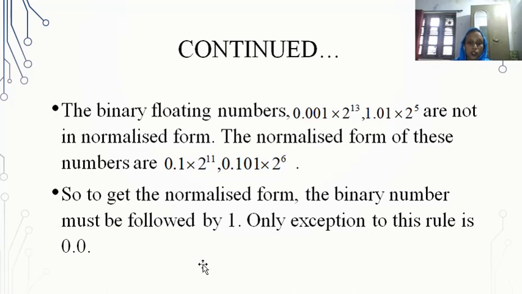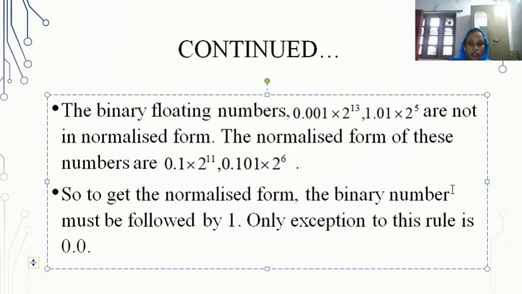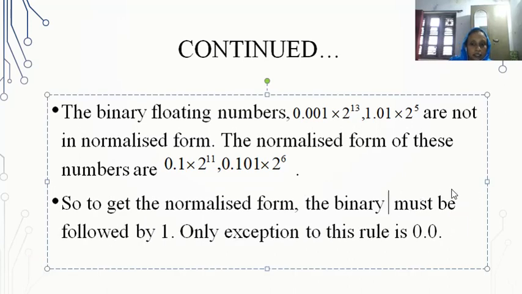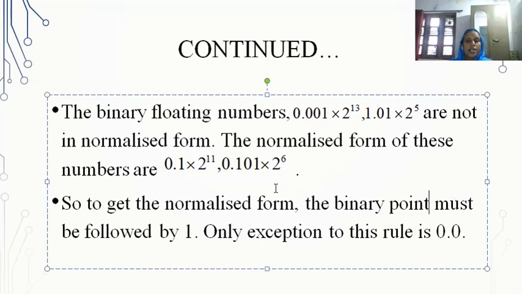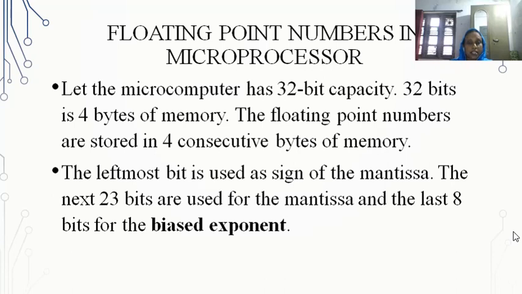The only exception to this rule is 0.0. Okay, so to get the normalized form, the binary point must be followed by 1. Only exception to this rule is 0.0. Okay, hope that all of you understand how to make a floating point number in a normalized form. Now we have to move on to the next slide.